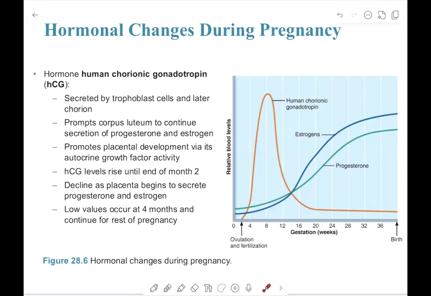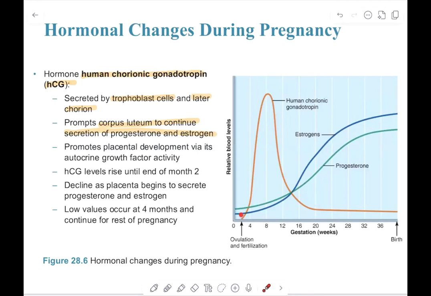The big hormone that is produced by the blastocyst is human chorionic gonadotropin. It's secreted specifically by the trophoblast cells and then later the chorion. It primarily prompts the corpus luteum to continue secretion of progesterone and estrogen. It also promotes placental development, and those HCG levels rise until the end of month 2. And we can kind of see that on this graph here. This would be around month 2 where they rise till, then they start to fall.